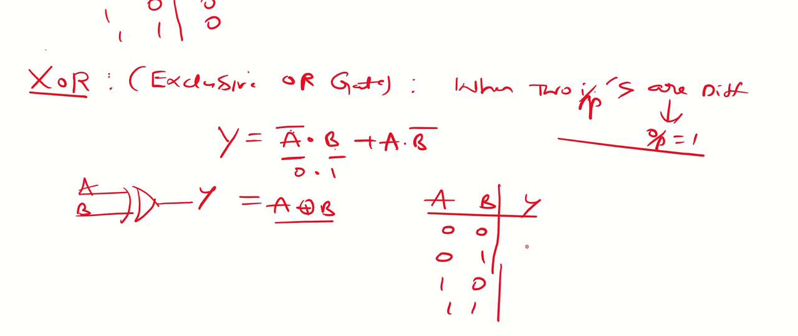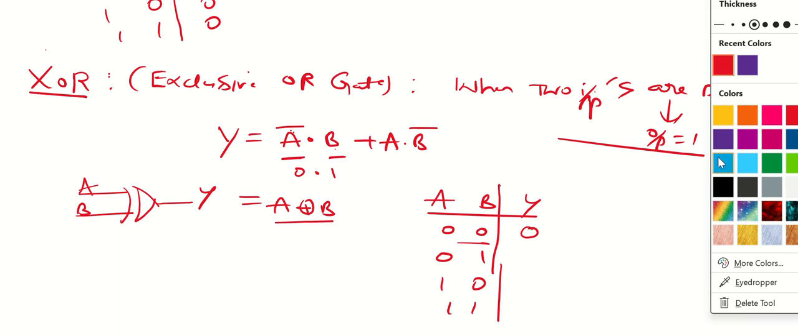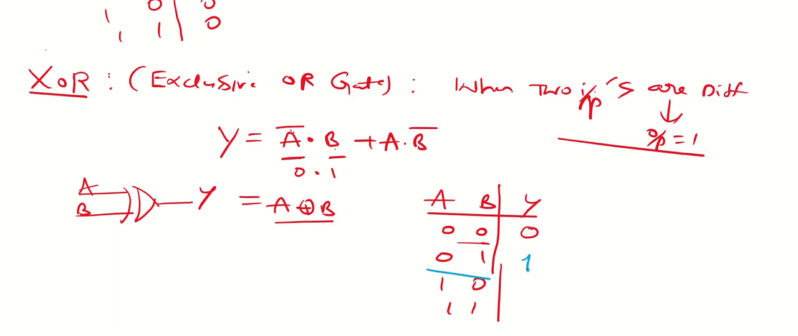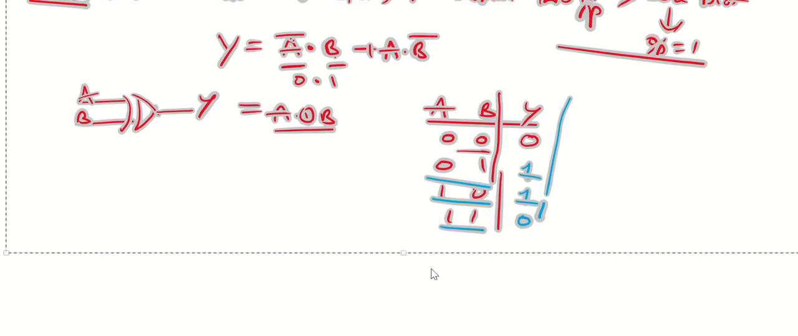Taking 0 0 gives 0, which means if two inputs are the same, the output is also 0. If two inputs are different, the output is 1. This is the logic you need to follow. So here, when two inputs are different, the output is 1. If the two inputs are the same, the output is 0. This is the exclusive OR gate.